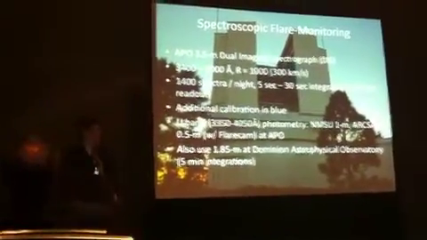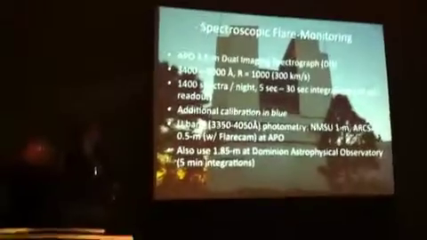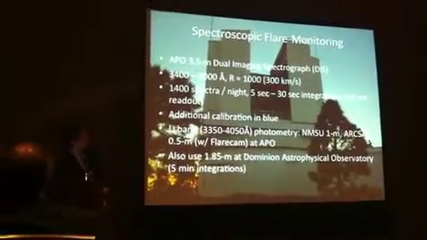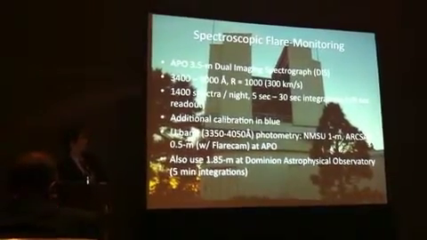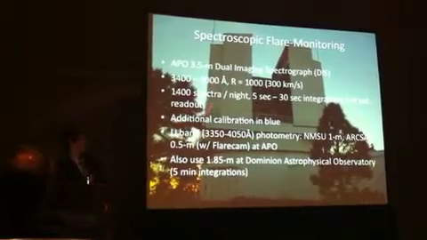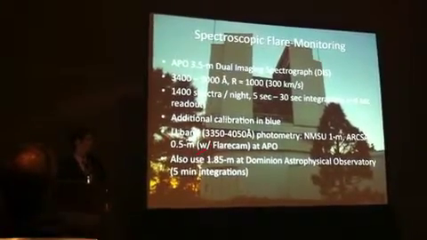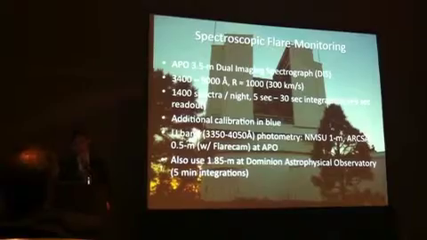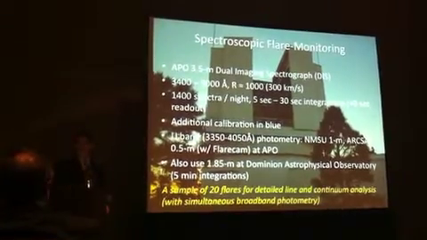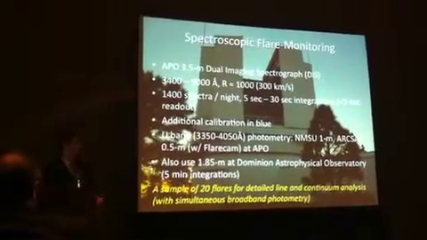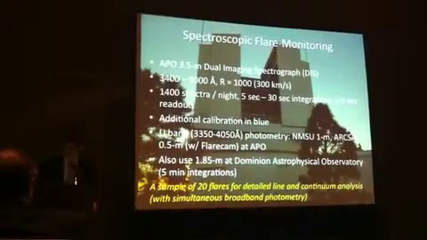So what I've done is I used the 3.5 meter and the DIS spectrograph to obtain low resolution optical flare spectra, many per night, and also simultaneous broadband photometry from the same site. In the end, we have a sample of about 20 flares for a detailed line and continuum analysis.